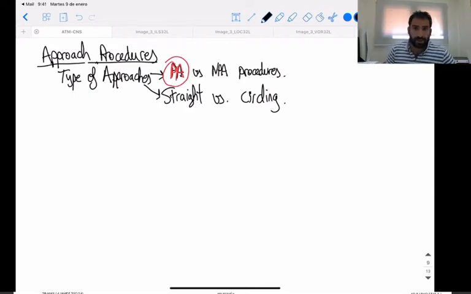Hello everyone. In this video we're going to be talking about approach procedures. In particular, the different types of approach procedures we have in terms of precision on the one hand, precision or non-precision approaches, and straight versus circling approaches.